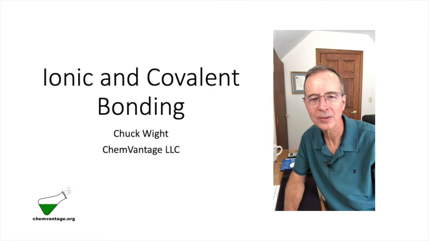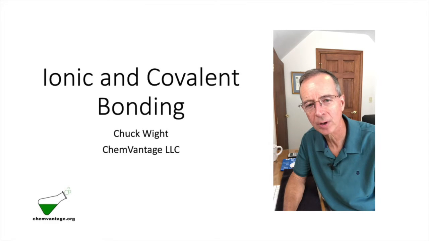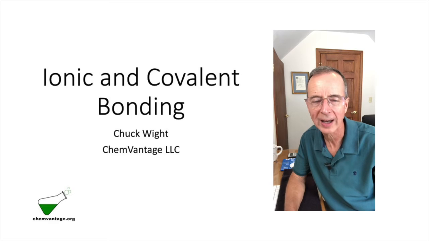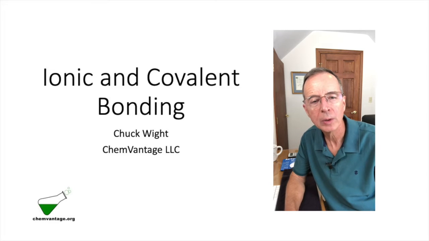All chemical bonds are formed as a result of sharing electrons between two or more atoms. In this video, we will explore the similarities and differences between ionic bonds and covalent bonds.